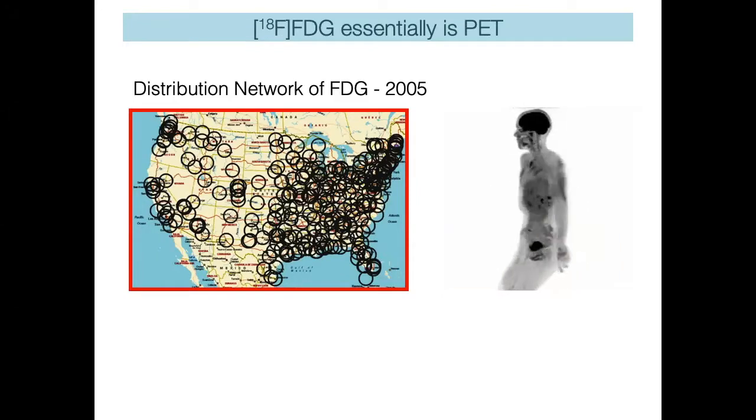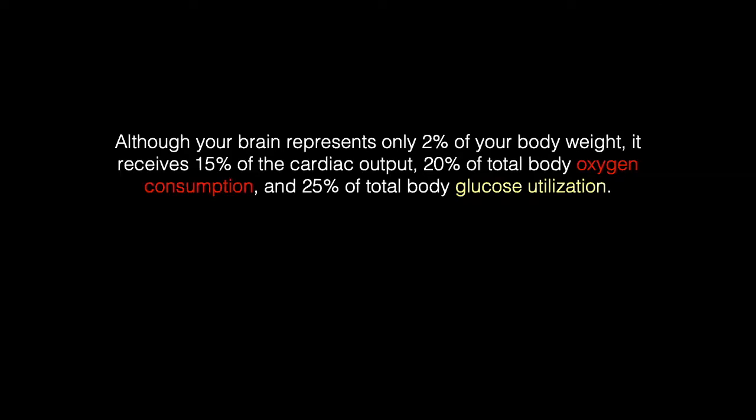But in addition to imaging cancers, FDG can also really look at glucose utilization. And being at the Martinos Center, of course, we're interested in brain imaging applications. Just keep in mind that even though the brain represents only 2% of the body weight, it actually uses 25% of your total glucose.